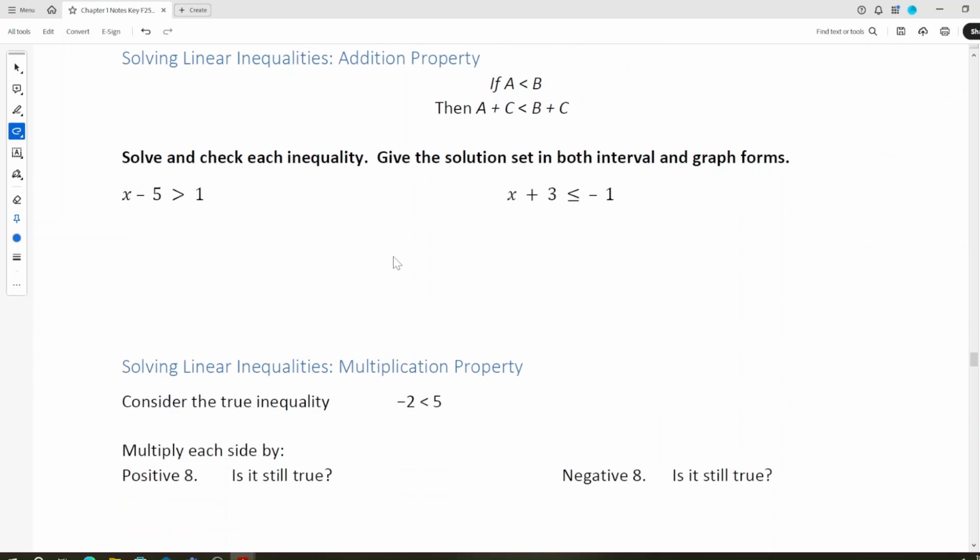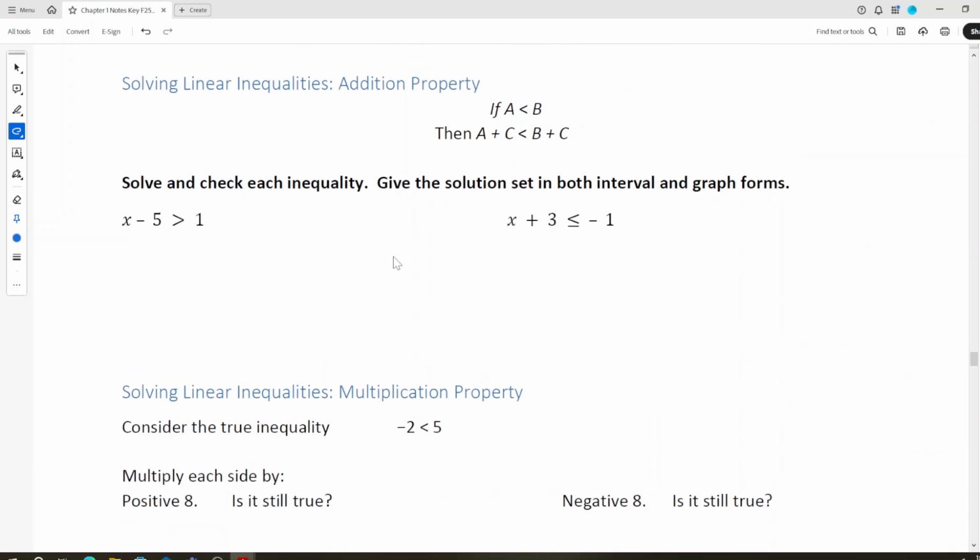Let's solve linear inequalities. Just like solving a linear equation, you can use the addition property of equality, which is that you can add whatever you want as long as you do it to both sides of the equation. We're going to solve these inequalities, check our solutions, and give the solution set in both interval and graph forms. So let's go for it.